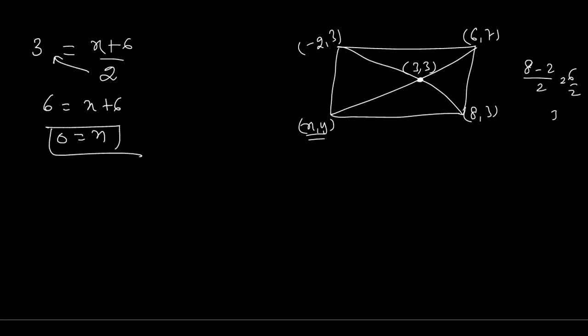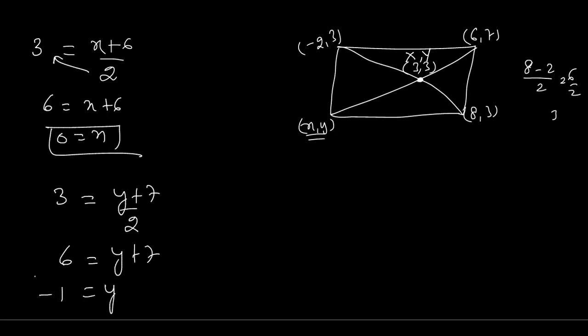And similarly for y, you know capital Y is this one for the midpoint. So you have to write here 3 again, and then (y plus 7) divided by 2. So you're going to get 6 is equal to y plus 7, so y is equal to minus 1. So this is another way that you can simply solve this question, by using the midpoint formula. Got it?